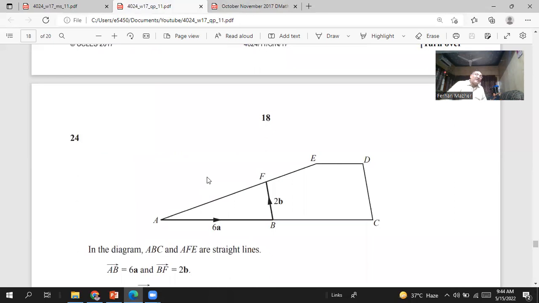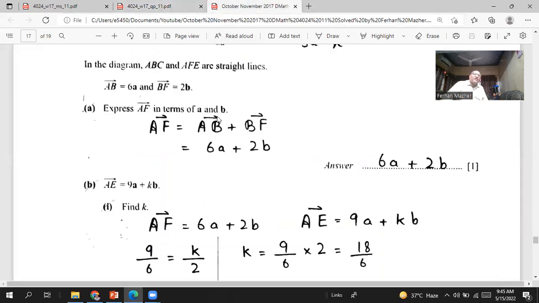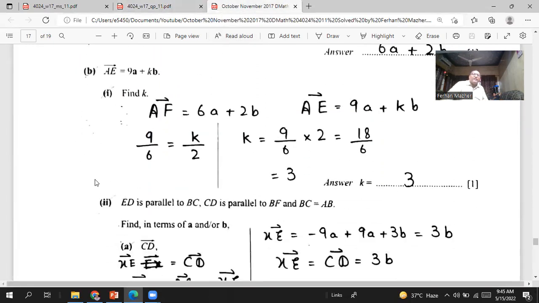I can find the value of K because AF and AE are the same line, so the ratio of their A and B coefficients will be the same. AF we know is 6A plus 2B, AE is 9A plus KB. AF is smaller and AE is a little larger, but they are on the same line, kind of parallel to each other. So very easily I can find the value of K.